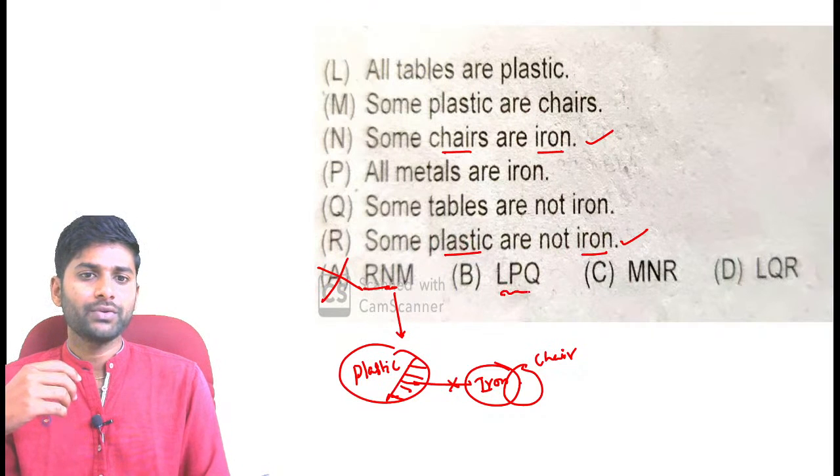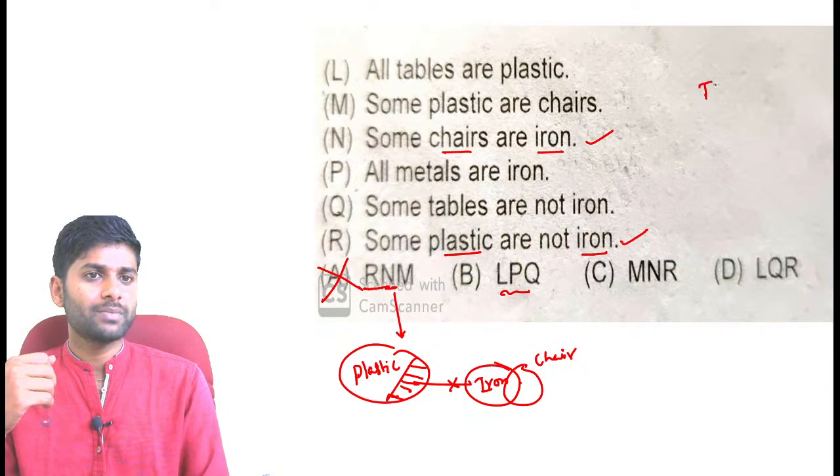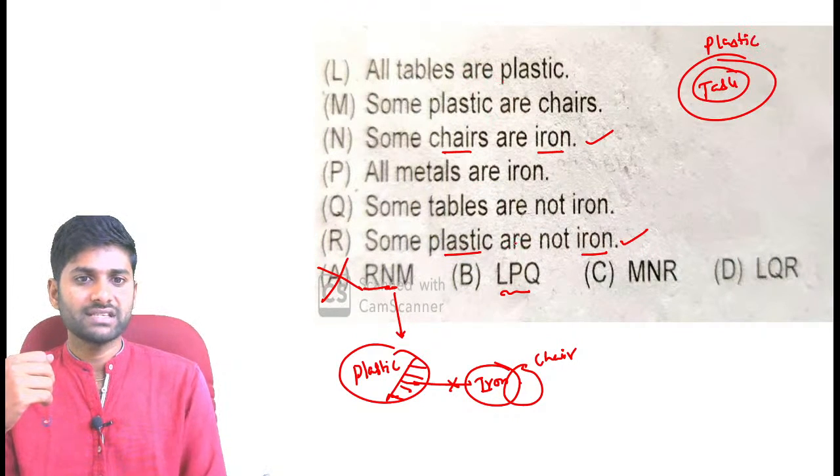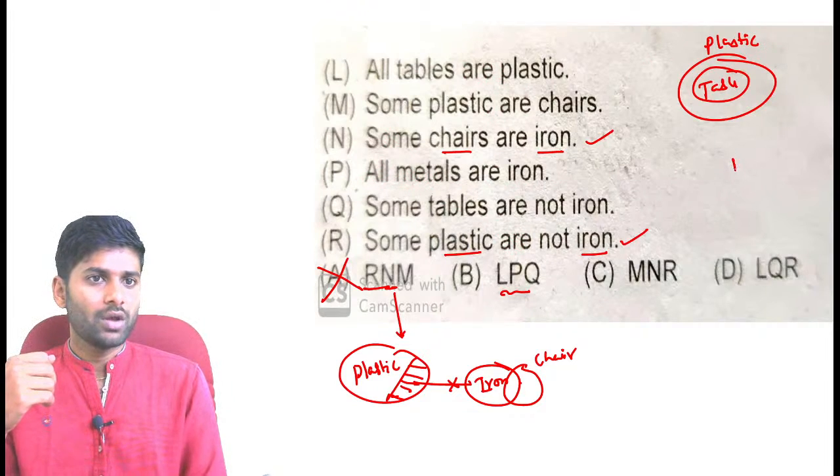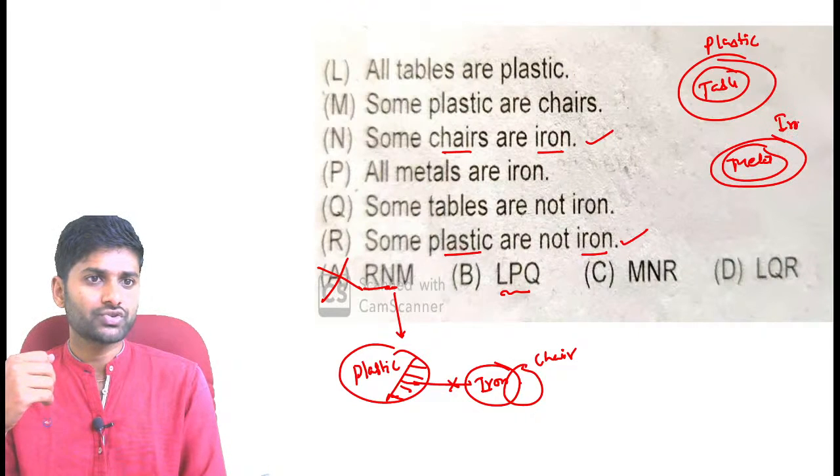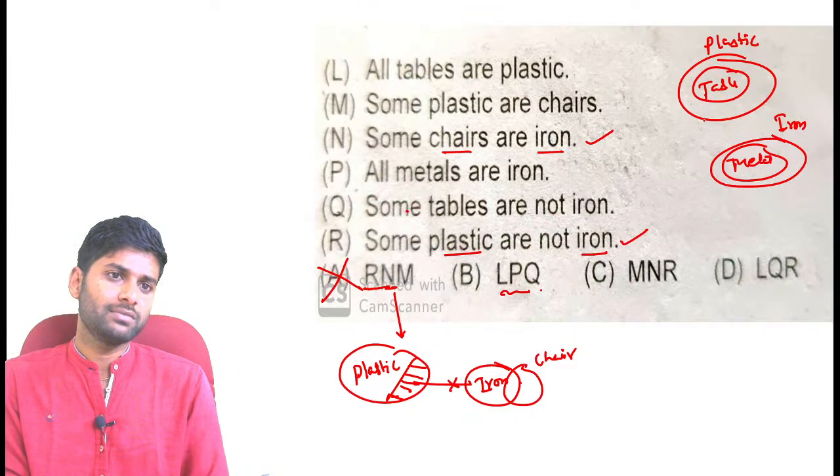Second one, LPQ, guys. What is L here? All tables are plastic. Just go through the P. All metals are iron. Don't mix those two diagrams. Then what is the Q required here? Some tables are not iron, guys. See, there is no restriction in the diagram.